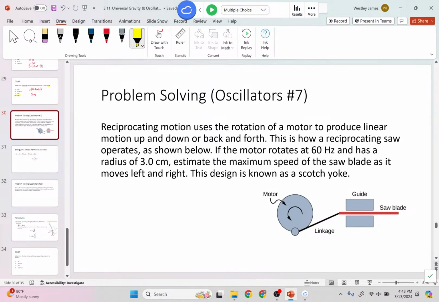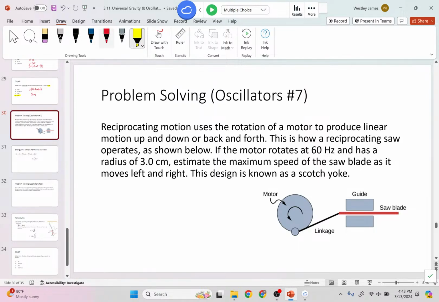So how do you convert it? This is kind of the diagram for it. If the motor rotates at 60 hertz and has a radius of 3 centimeters, estimate the maximum speed of the saw blade as it moves left and right. All right. And it's got a fun name. I didn't know the name. It's Scotch yoke. If you had asked me what this is called, I wouldn't have known that. But fun fact, it's got a name.